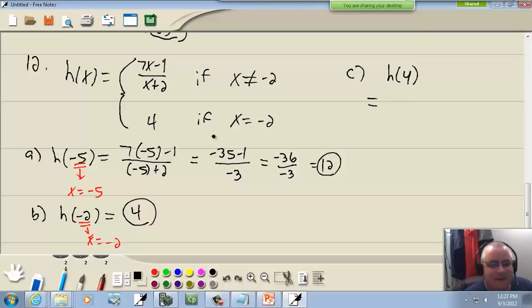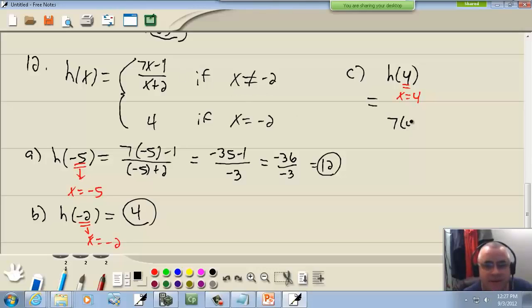Okay, h of 4. Again, our x value is what's inside of the parentheses, which is 4. So I'll come over here and compare it against my conditions. Is 4 not equal to negative 2, or is 4 equal to negative 2? Well, it's not equal to negative 2, so we're going to plug it into our first piece.